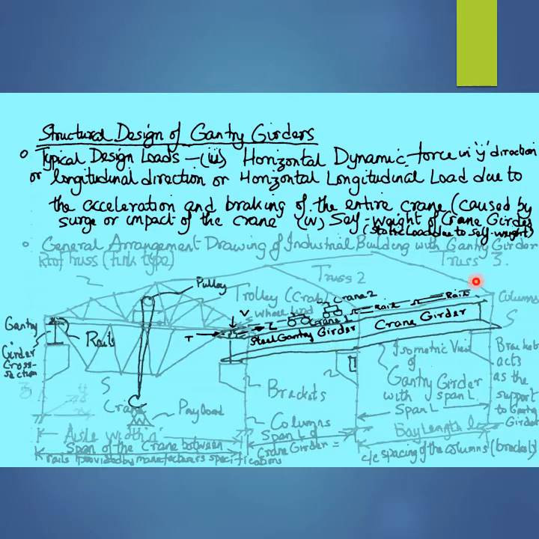Referring to the schematic figure illustrating the general arrangement drawing of an industrial building that is provided with a gantry or a crane supported by a typical crane or gantry girder that happens to be provided with a fin type roof truss as shown here.